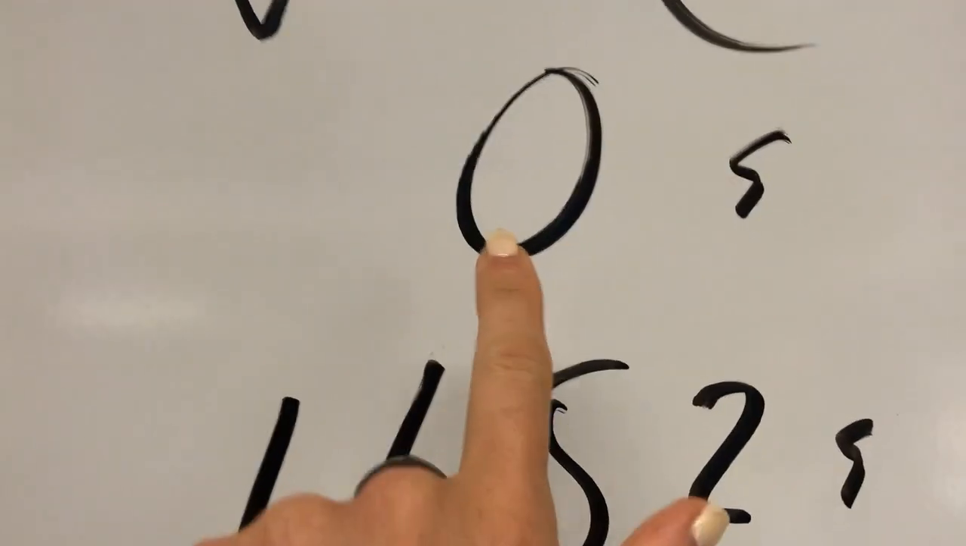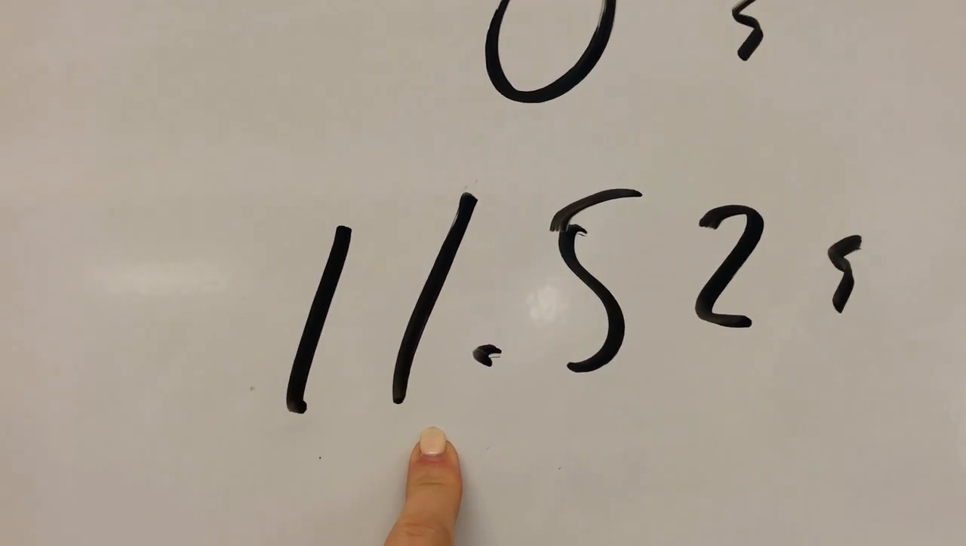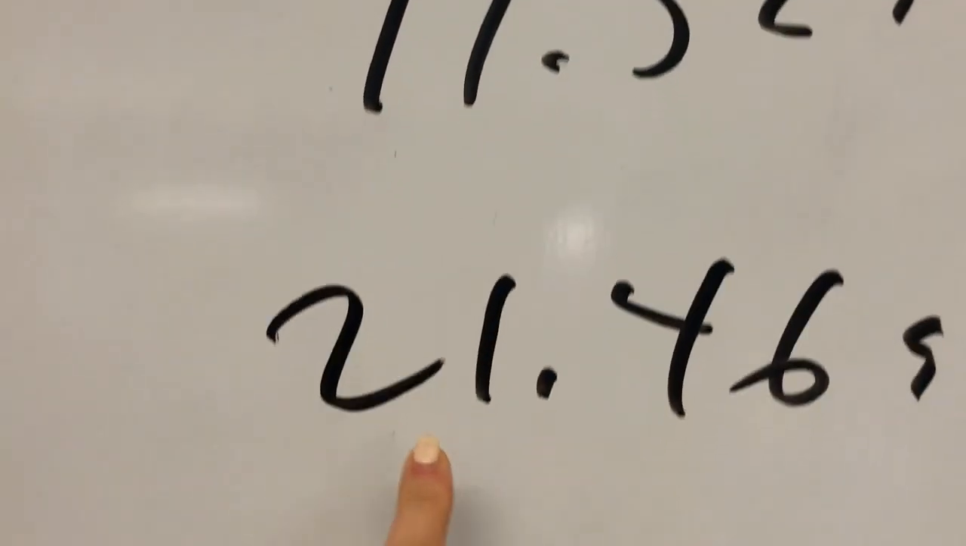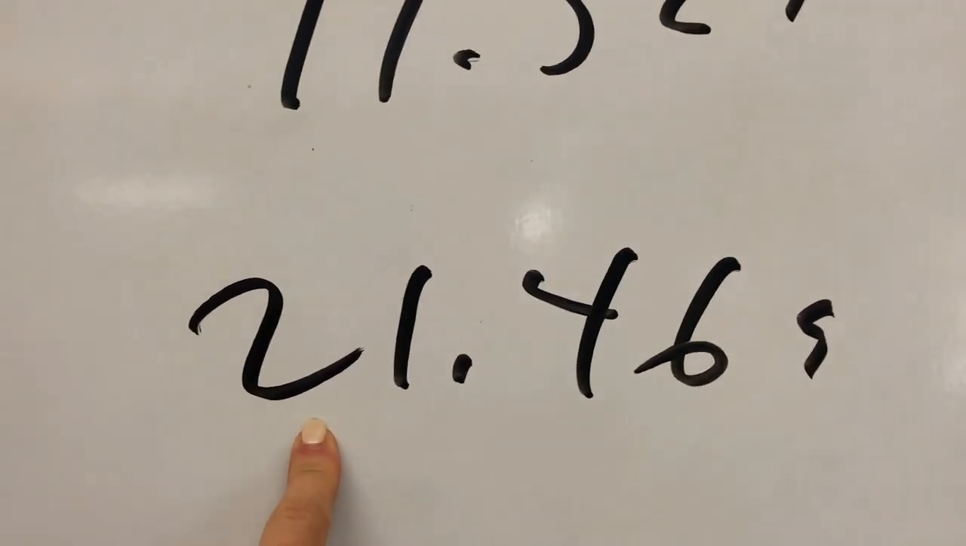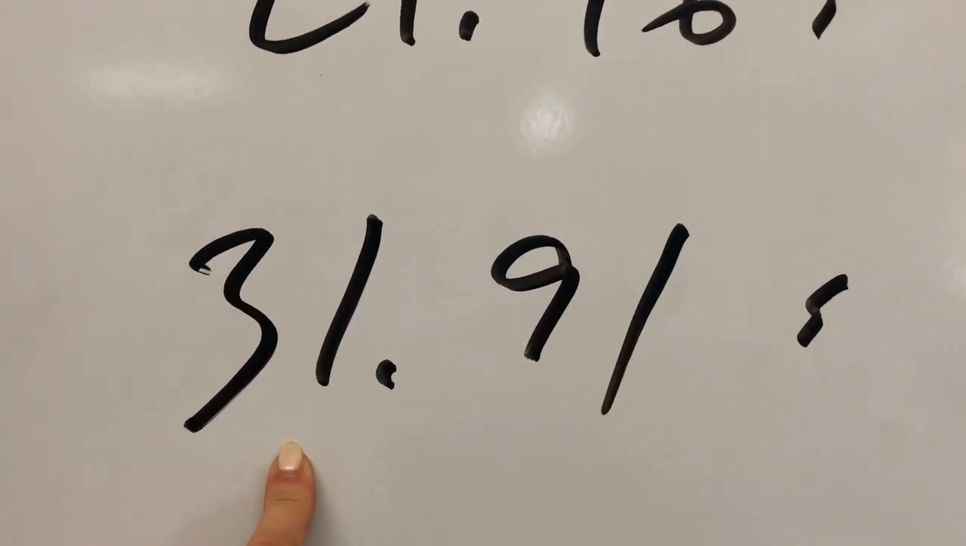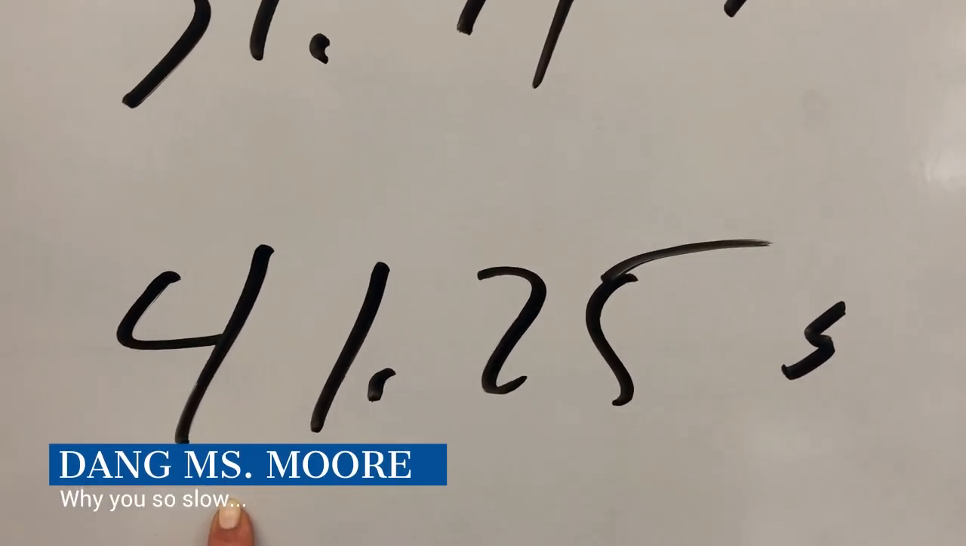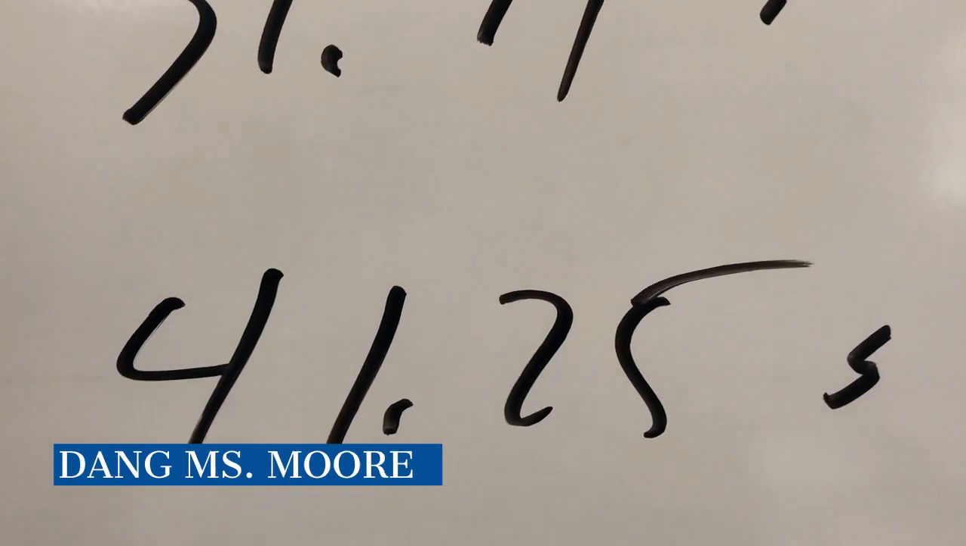for 0 meters, 0 seconds. For 10 meters, 11.52 seconds. For 20 meters, 21.46 seconds. For 30 meters, 31.91 seconds. And for 40 meters, 41.25 seconds. Ooh, slow.